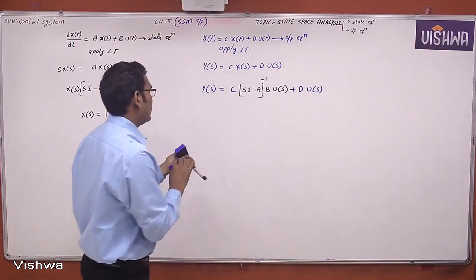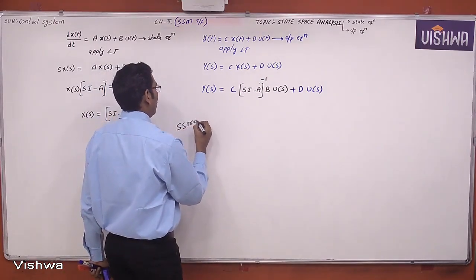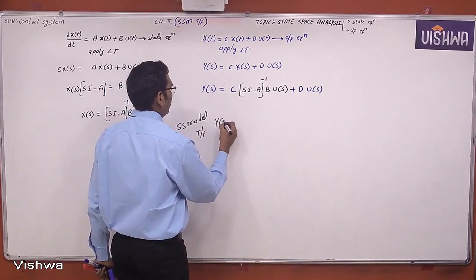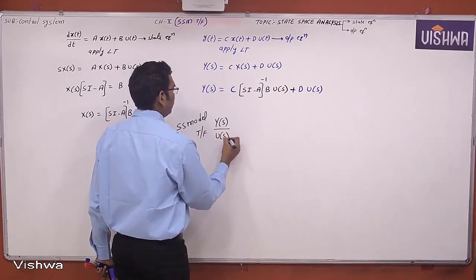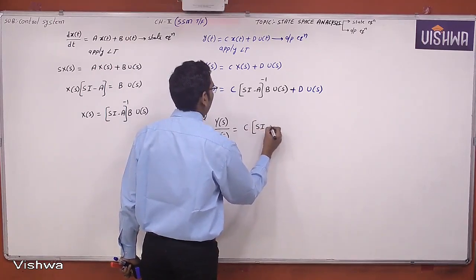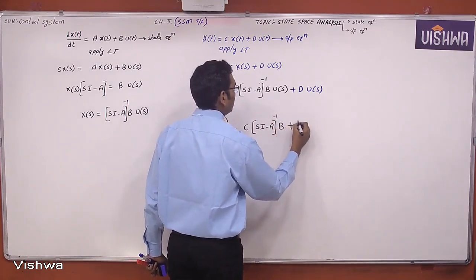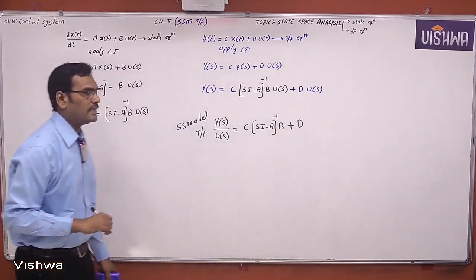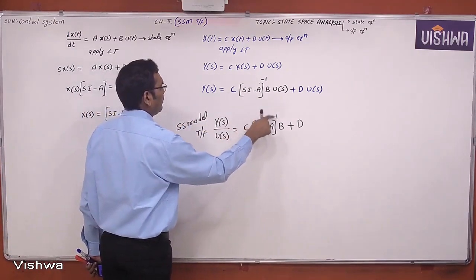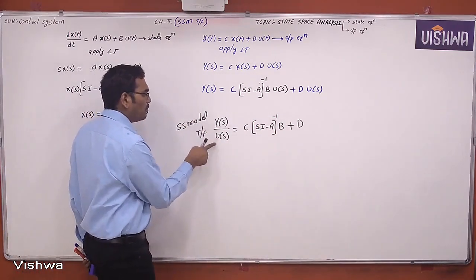Now what is the transfer function? The state space model transfer function is the Laplace transformation of output by the Laplace transformation of input, which is nothing but C into (sI minus A) inverse into B plus D. This is the state space model transfer function, output by input, equal to C into (sI minus A) inverse into B plus D.